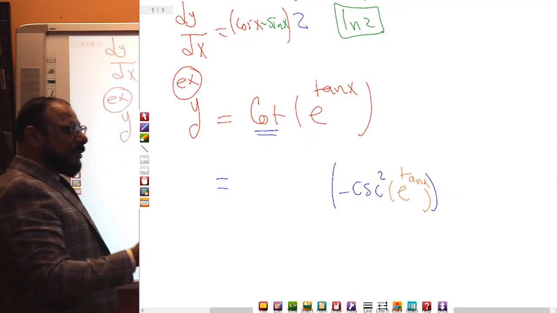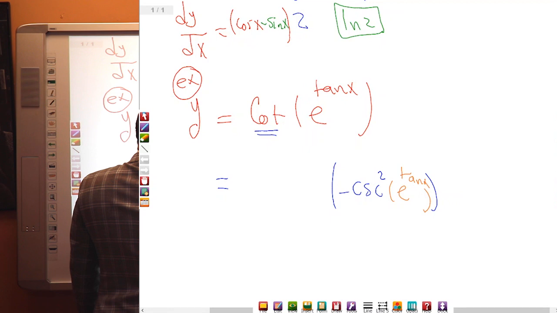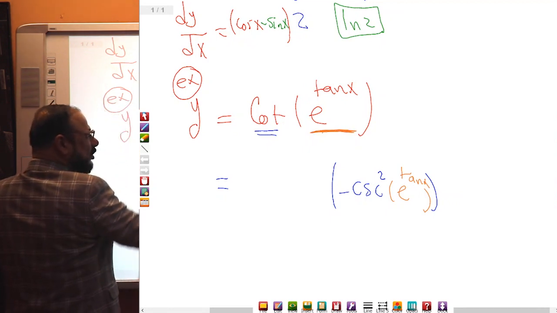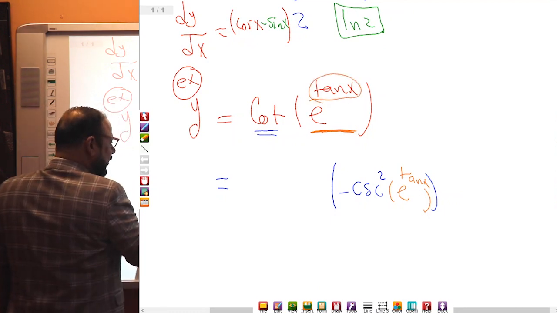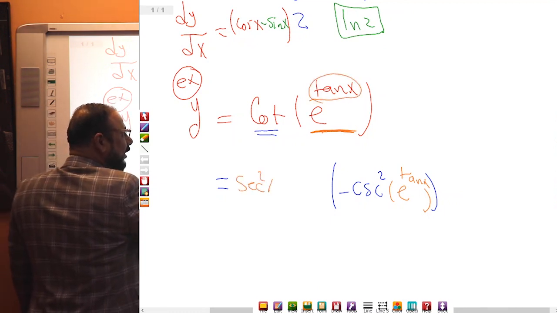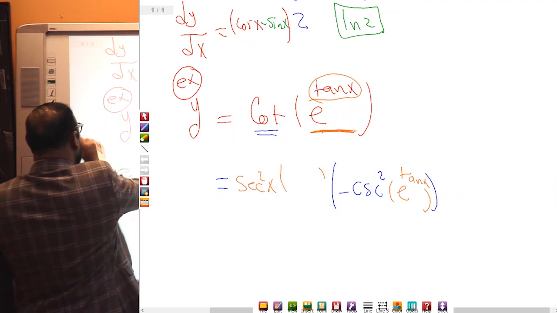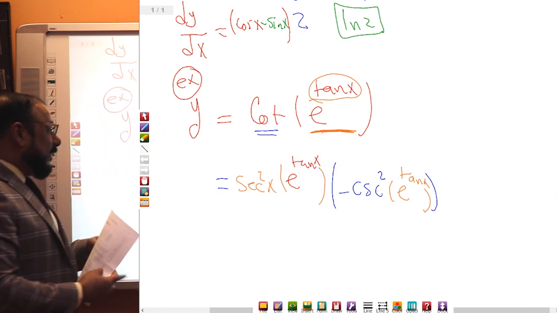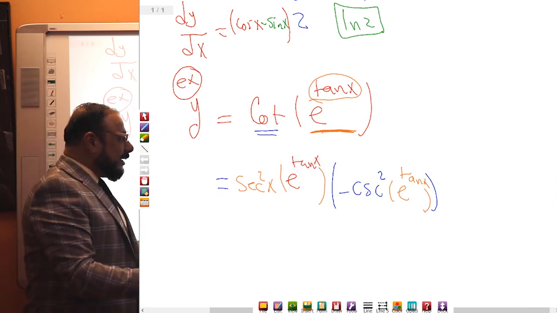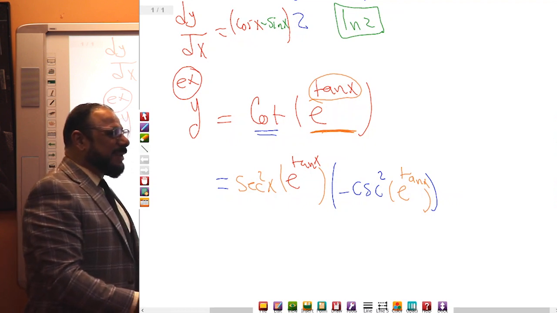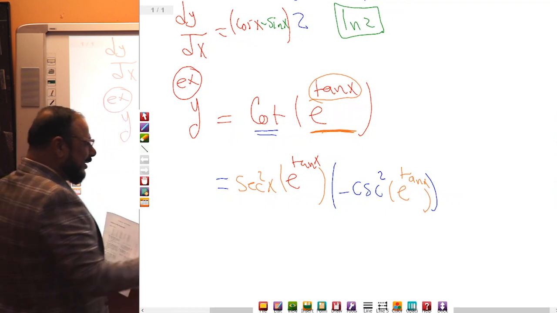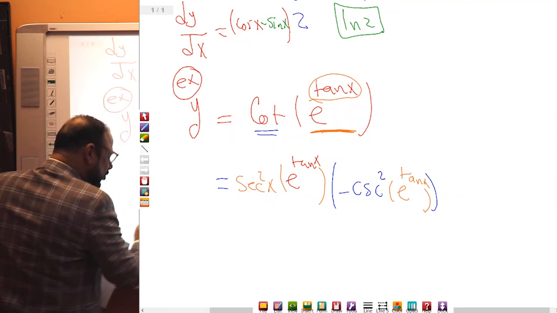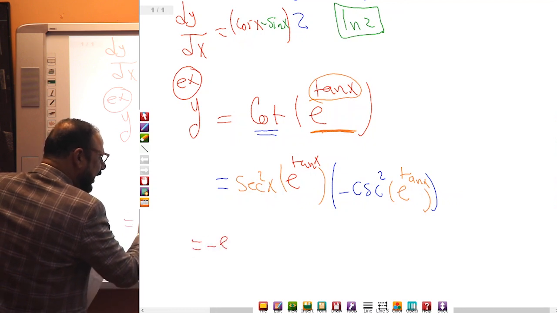Good? Now what you have to do is differentiate the exponent in the front. This is what we did before, right? The derivative of tan x is secant squared x, and leave e to the tan x alone. All you have to do, guys, now, is arrange it and make it nice, right? The negative comes to the front, the e to the front: negative e to the tan x.